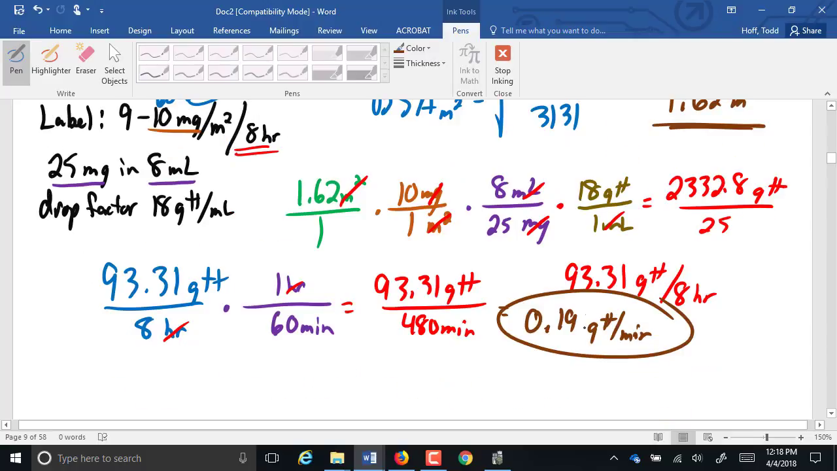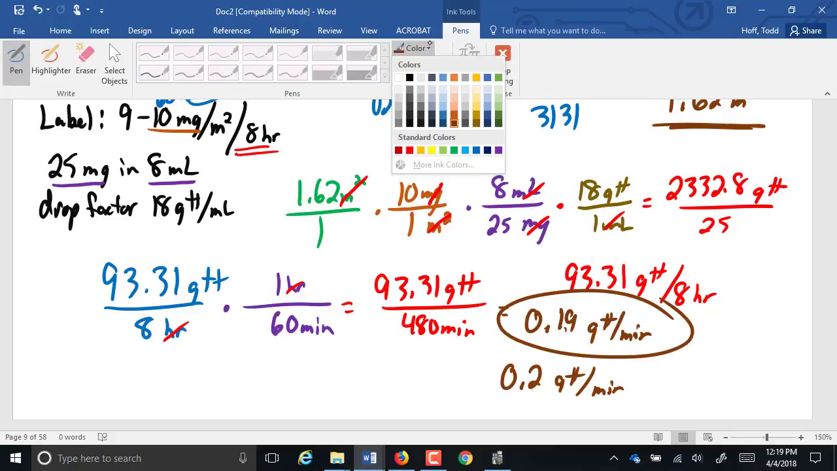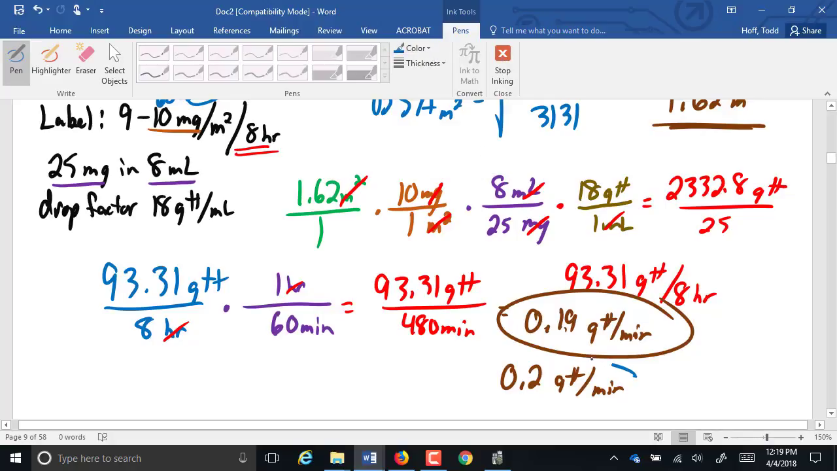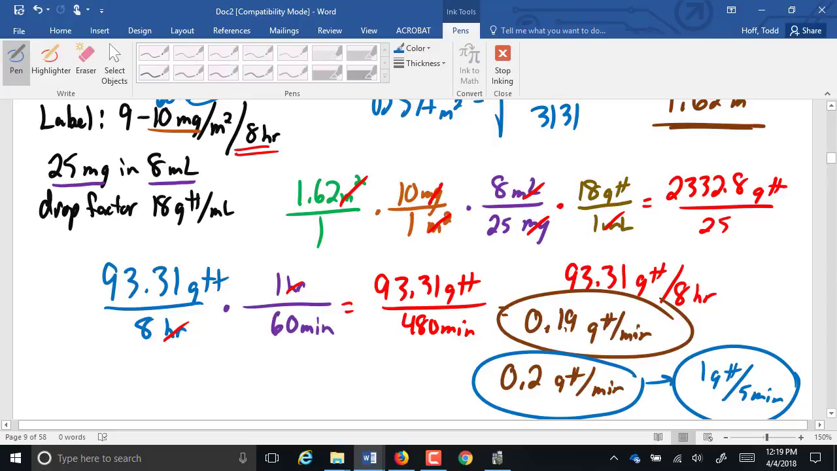Now, what I would do with that would get rounded to 0.2 drops per minute. Remember, for IVs, we go to the nearest tenth of a drop. And 0.2 drops per minute ends up being 1 drop every 5 minutes. And you can set an infuser to do that. That seems like a very low number, but for most medications based on body surface area, it is a low dose. So having 1 drop every 5 minutes is not really out of line.